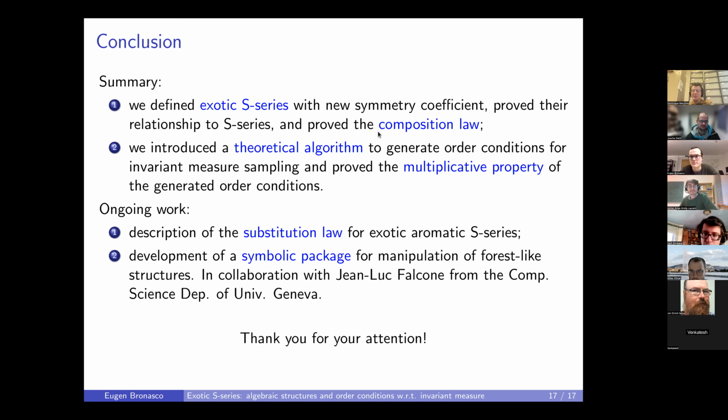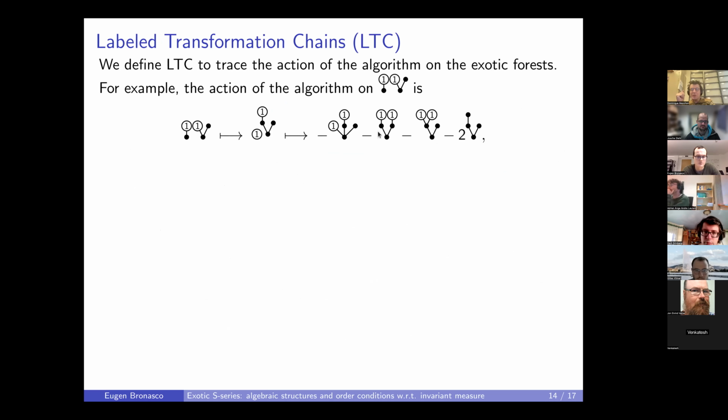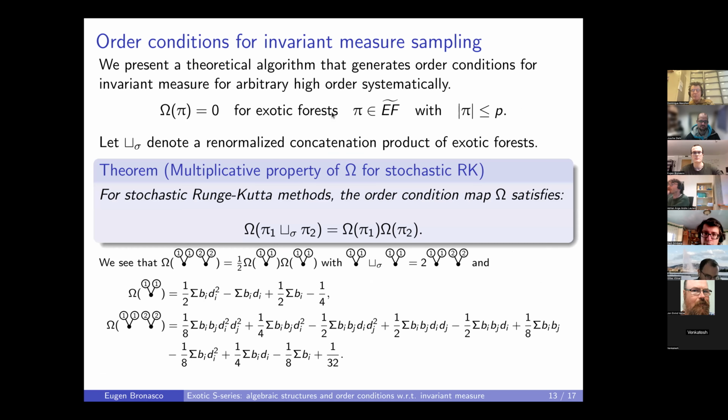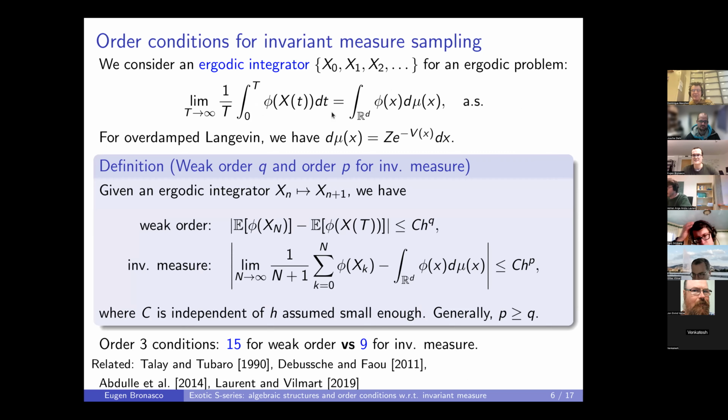So other questions? If not, I may have one. Can you go back to the slide? So when you explain that you have two different kinds of order conditions, no, it was before. Okay. So it just froze for a second. Yeah. Okay. Never mind.